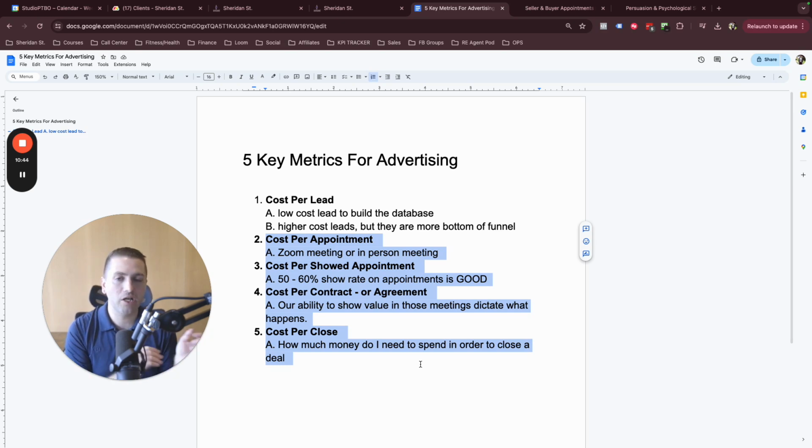Put them in a spreadsheet, track them every single month. Generally, you want to look at metrics in a 1 month, 3 month, and 12-month view to see what is your most profitable campaign that you're running. Not all platforms are created equal, not all ads are created equal, and not all salespeople are created equal. So this is constant testing, tweaking, optimizing to make sure that you can get the most out of your advertising. These are the 5 key metrics for advertising.